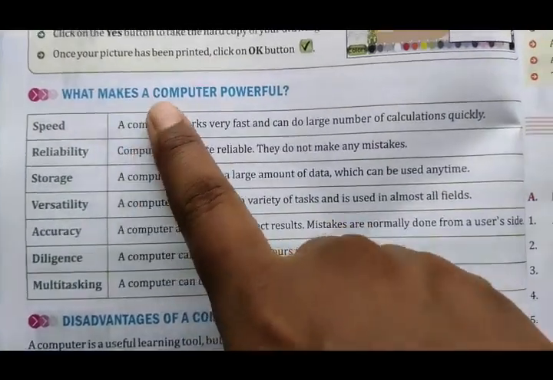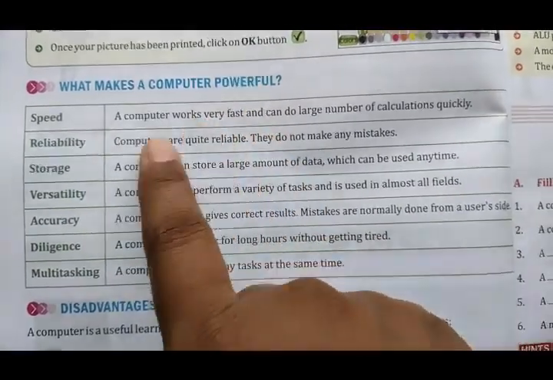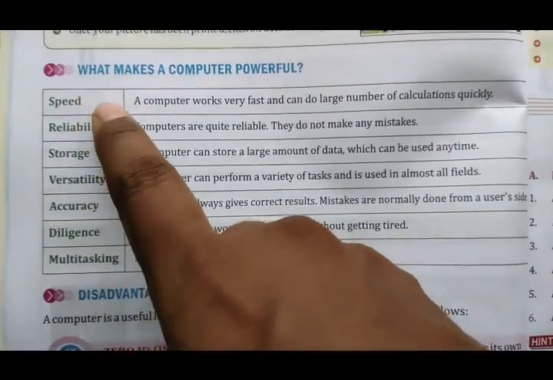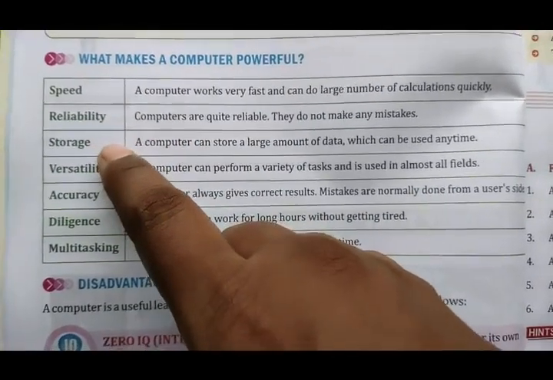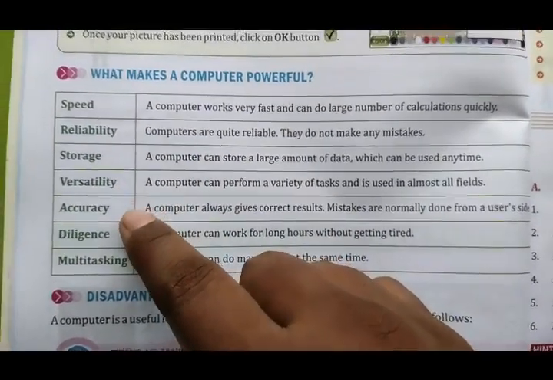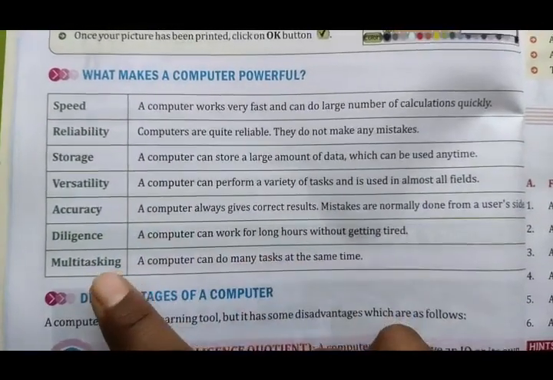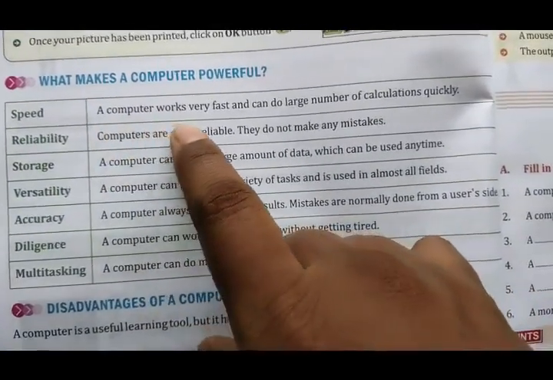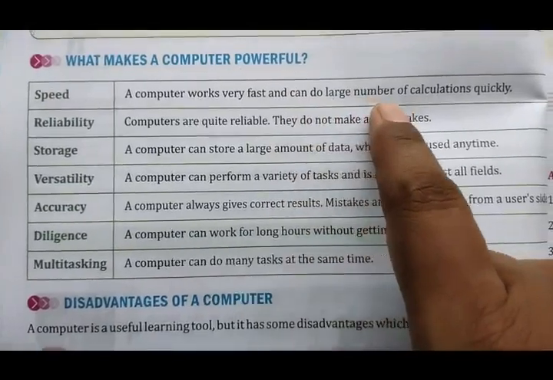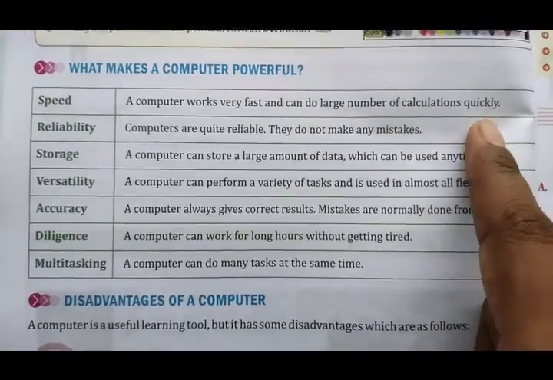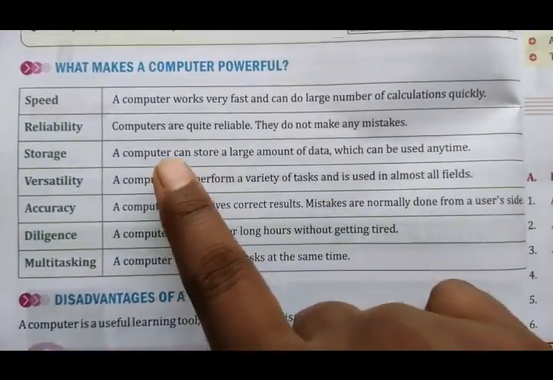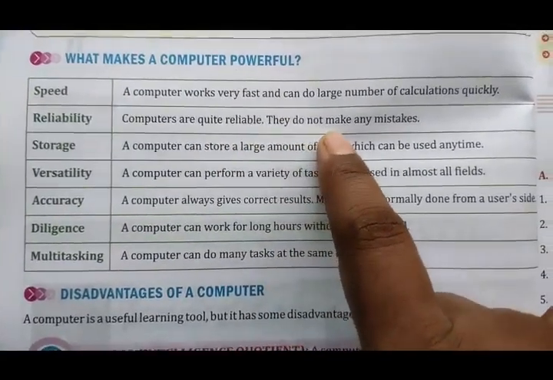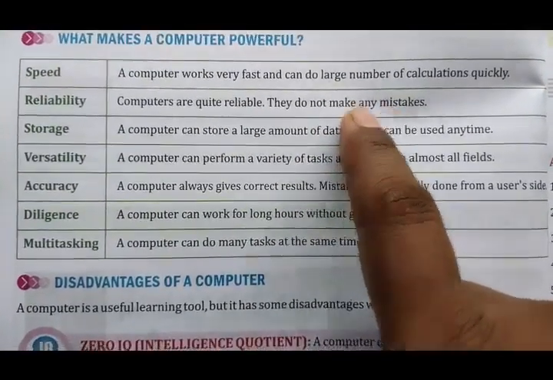Next, what makes a computer powerful? These are the things that make a computer very powerful. Means speed, reliability, storage, versatility, accuracy, diligence, multitasking. Okay, let's read one by one. Speed. A computer works very fast and can do a large number of calculations very quickly. Okay. Reliability. Computers are quite reliable. They do not make any mistakes. So these are reliable.